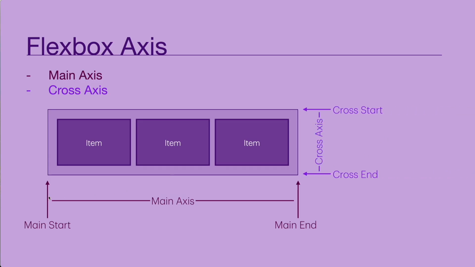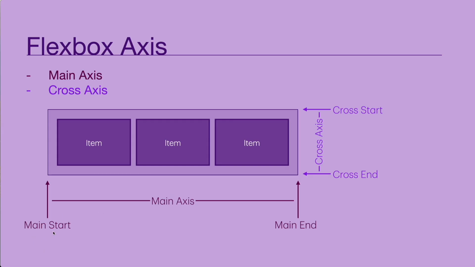you can see that this axis is the main axis, by default the row axis, and the cross axis will be the column. So for a row layout, the cross axis runs vertically, while for a column layout, it runs horizontally.